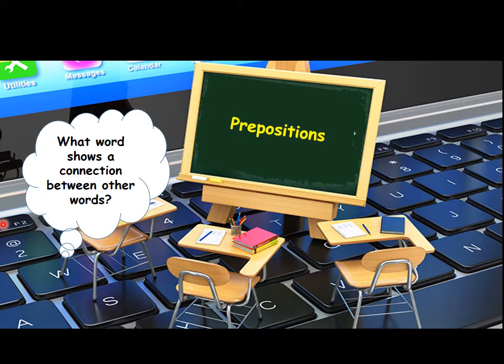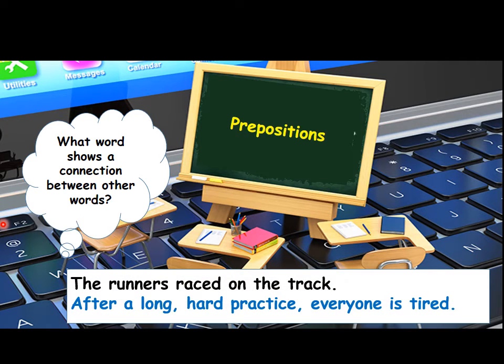In order to find the preposition, you need to ask yourself, what word shows a connection between other words in a sentence? Take a look at these two examples. Let's start with the first one. The runners raced on the track. Which word is showing a connection between other words in the sentence? You're right, on. On is connecting the two different parts of the sentence together.